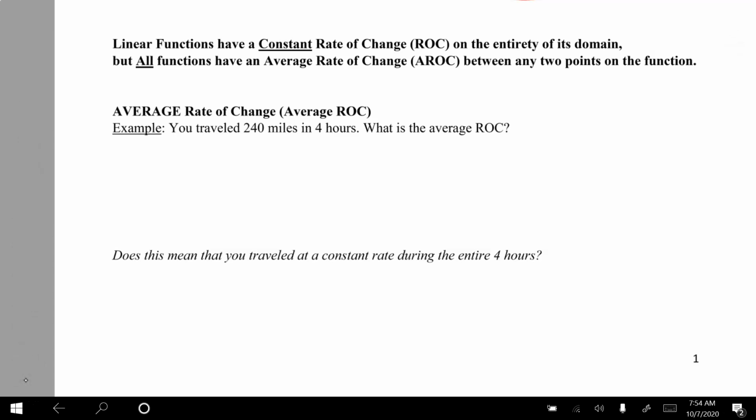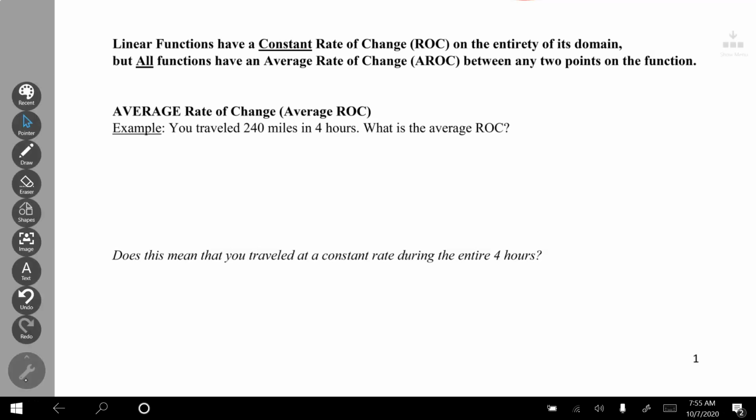But any function, whether it's linear or curved or whatever, has an average rate of change. It's just the average rate of change between any 2 points on the curve. So as an example, my average rate of change for what we're doing here is 240 miles over 4 hours. I get 60 miles per hour is my average rate of change.